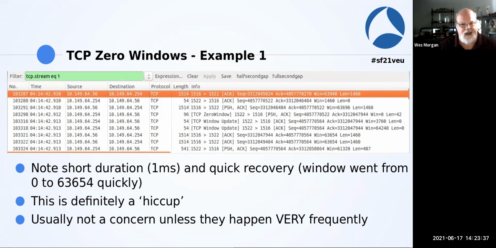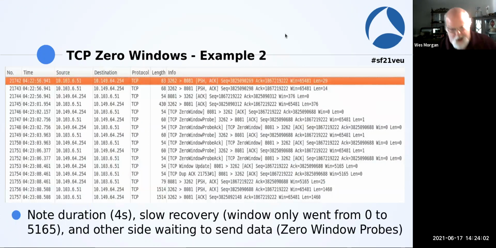This is definitely a hiccup. Again, unless these little short duration zero windows happen frequently, they're usually not too much of a concern. It's kind of the cost of doing business. Well, let's look at a little bit bigger problem.